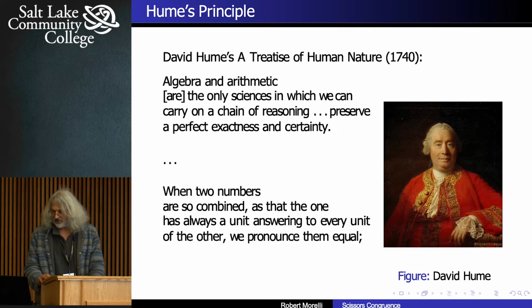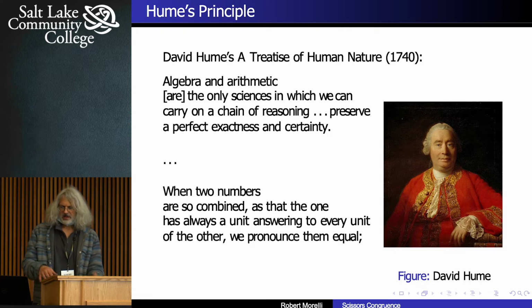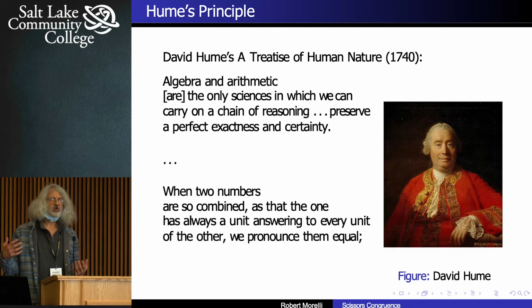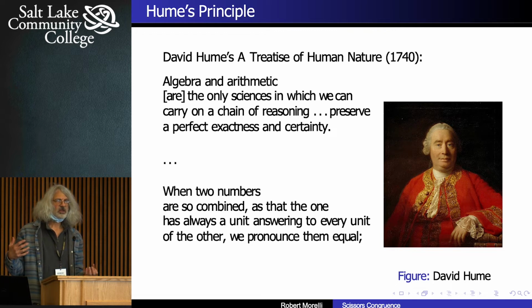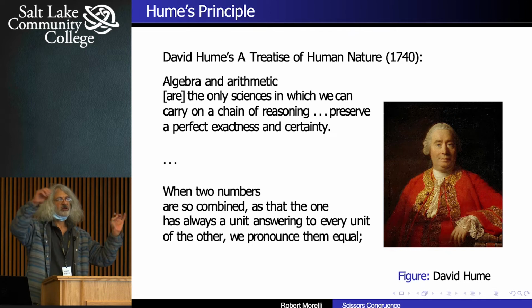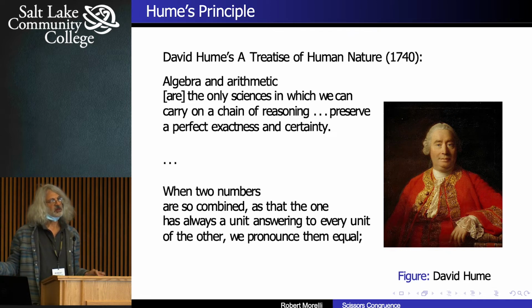"When two numbers are so combined as that the one has always a unit answering to every unit of the other, we pronounce them equal." This is sometimes called Hume's principle. And what he's saying here is what we would in current terminology call a one-to-one correspondence. He's saying if you can match up each element of one set with one element of the other set, then there must be the same number of elements.